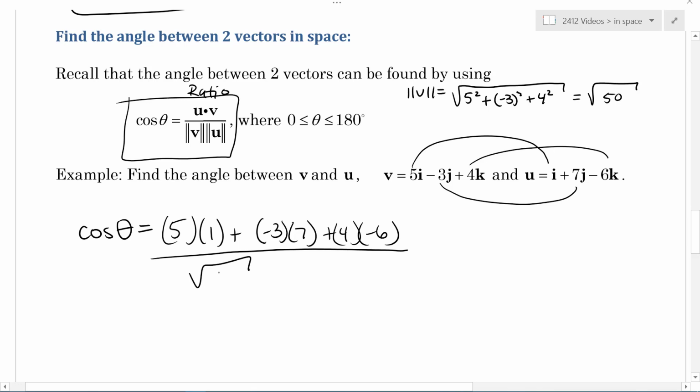Okay, so we're going to multiply that in times the magnitude of vector u. So it's the first component squared, so 1 squared, plus the second component squared, so it's 7 squared, plus a negative 6 squared. So that's 1 plus 49 plus 36. So that gives me the square root of 86. Okay, we'll multiply that together.